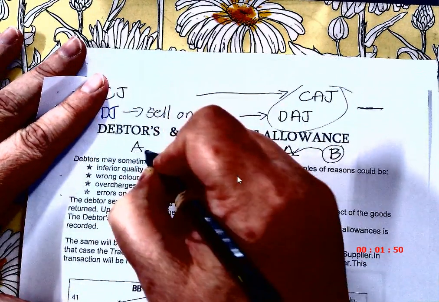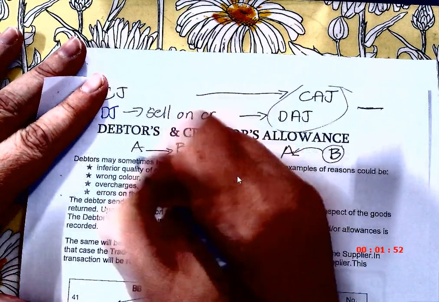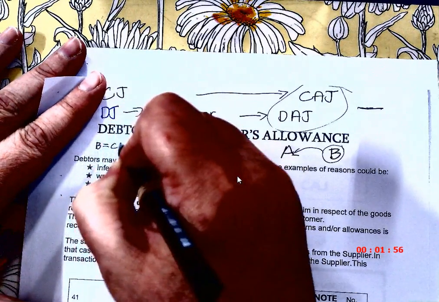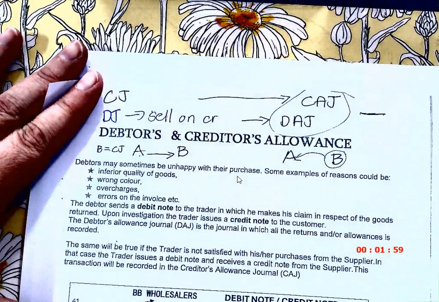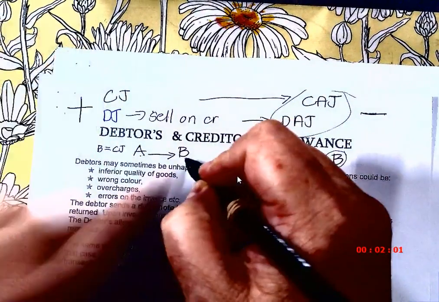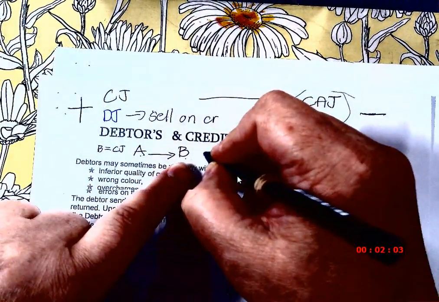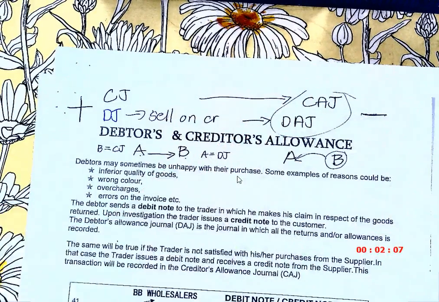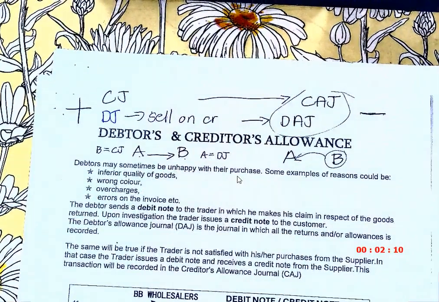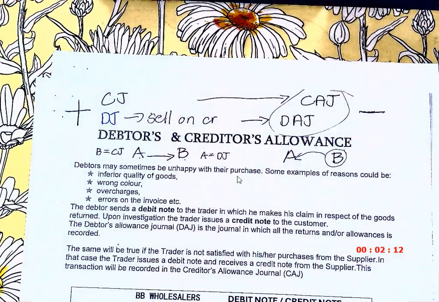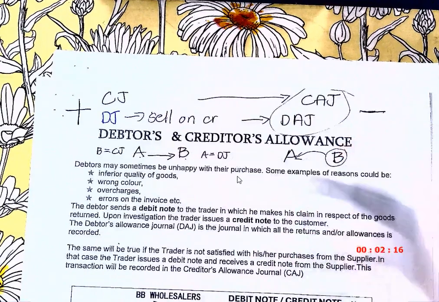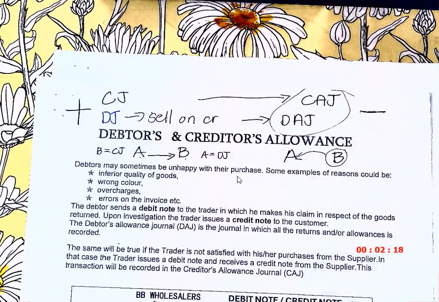A buys from B. So in A's books, B is in the CJ. He's a creditor. But in B's books, A is a debtor. So the documents are going to look the same. That's why both the CJ and the DJ are invoices. It's just in the DJ we use the duplicate, and in the CJ we use the original.